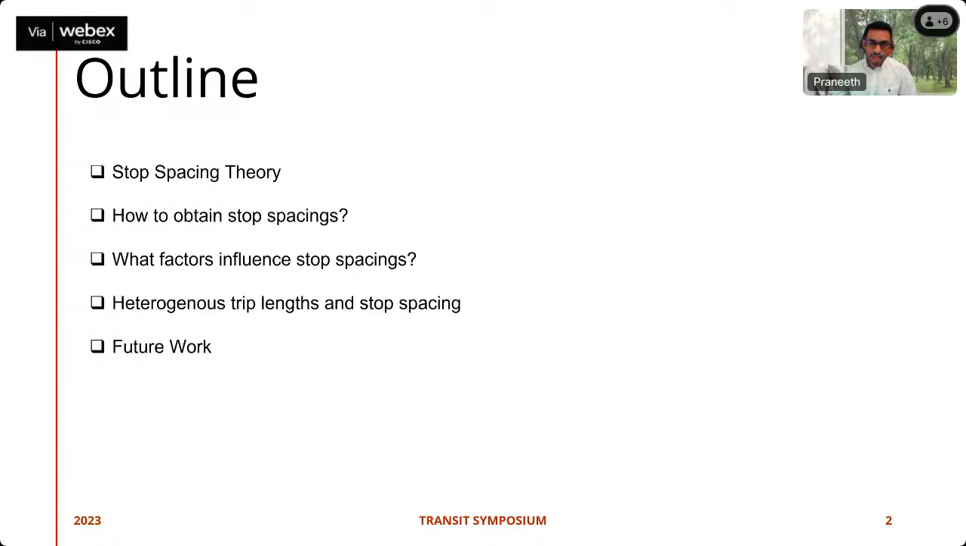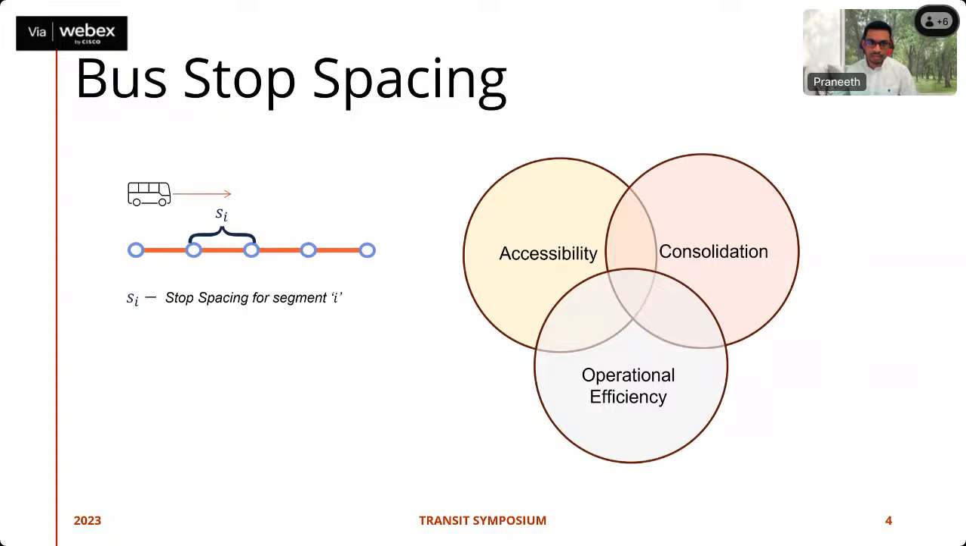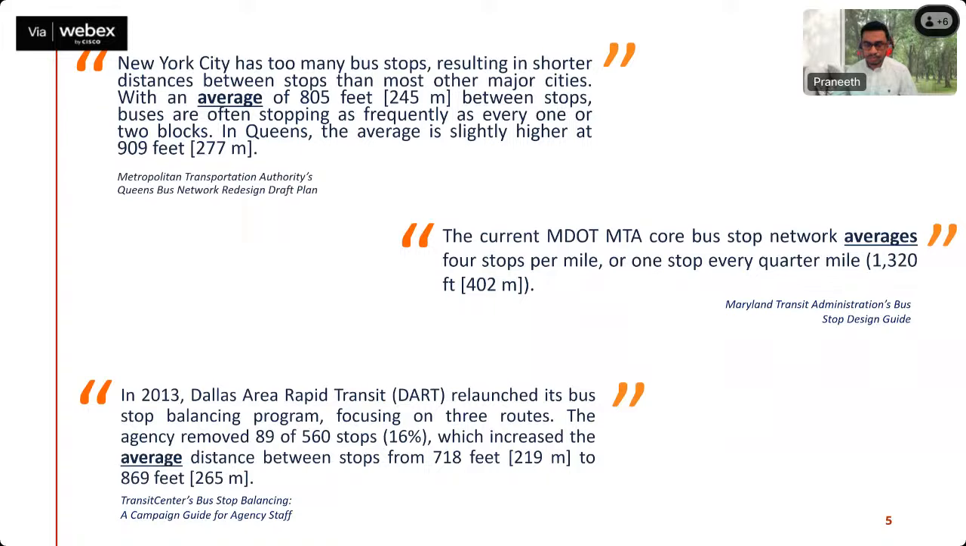So a stop spacing is the distance between two consecutive stops along a bus route. It's a common thing around the discussions of accessibility, stop consolidation, and things regarding operational efficiency of buses. When it comes to discussion of stop spacings, the term average stop spacing is used around in discussions of transit design plans, stop design guidelines, and stop consolidation practices.